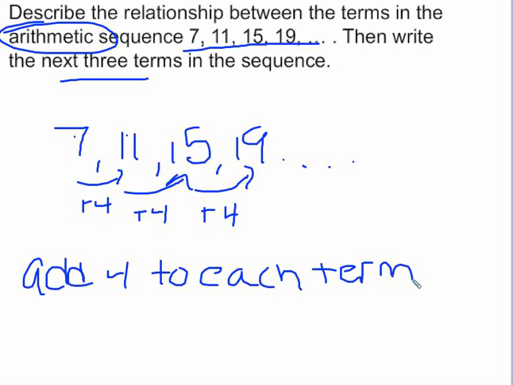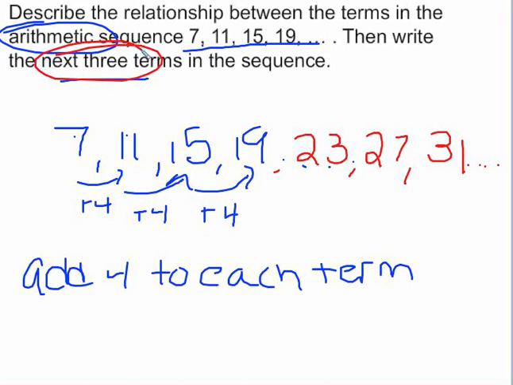Now the next 3 numbers in the sequence is what they ask us to find. So let's find those. 19 plus 4 is 23. 23 plus 4 is 27. And 27 plus 4 is 31. All right, so we've completed this sequence. We know it goes on forevermore, but we were just asked for the next 3 terms.